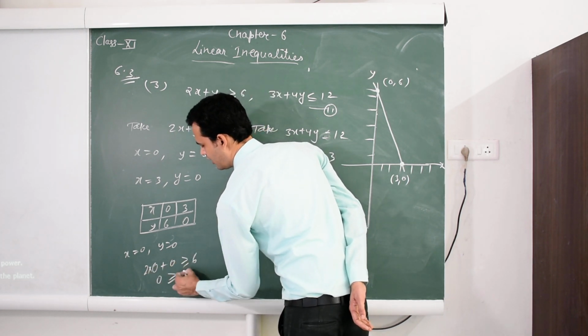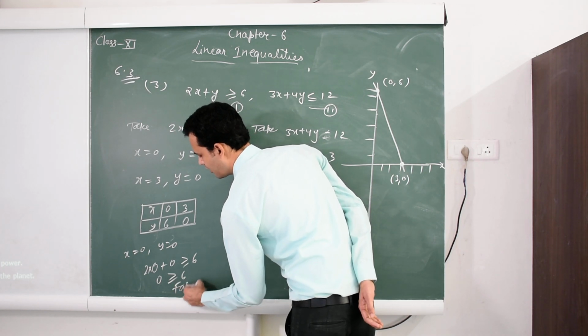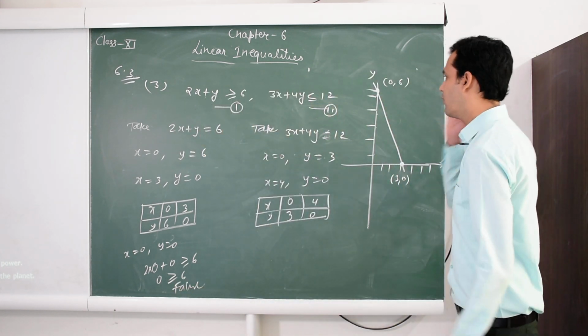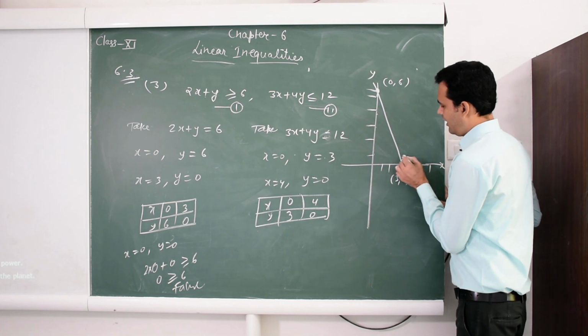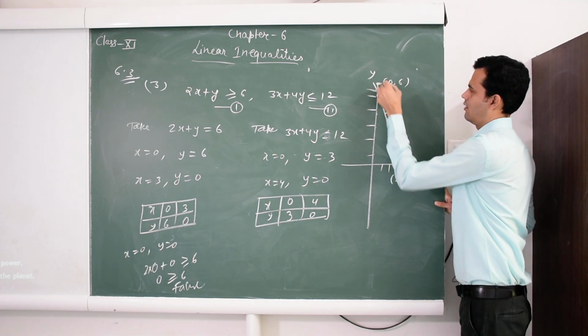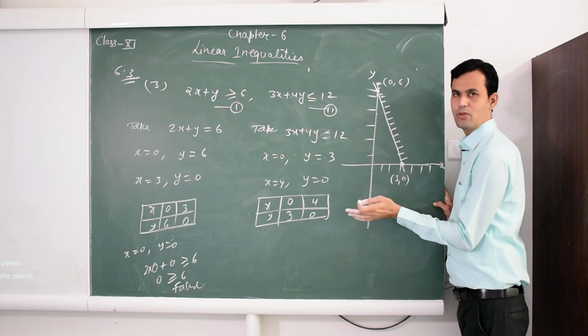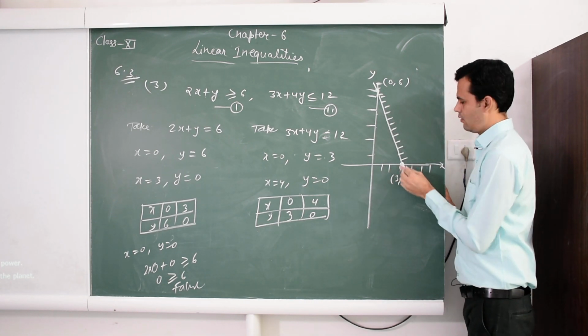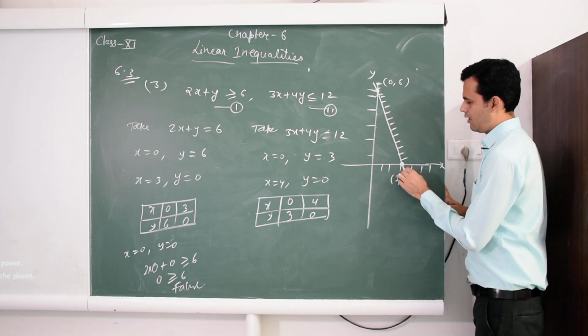It means 0 greater than or equal to 6. This is a false condition, not a true condition. So for a false condition, the shaded region will be this, not towards the origin, away from the origin. So this is the shaded region.